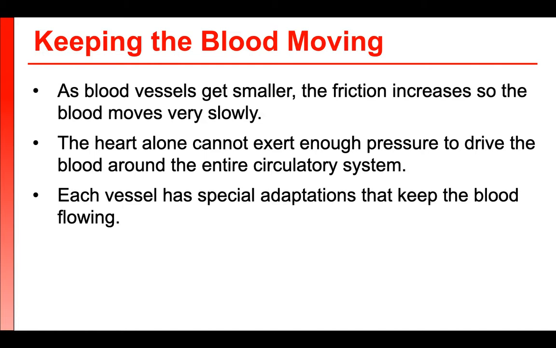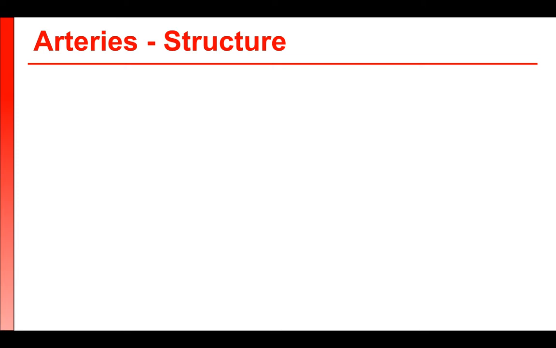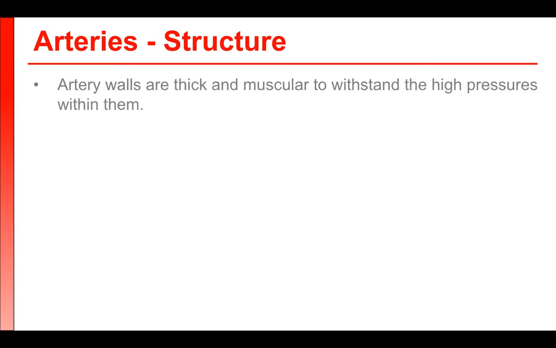So each type of vessel has special adaptations that help keep the blood flowing. First we'll talk about the arteries and how they're structured to help keep the blood flowing. Arterial walls are going to be thick and muscular because they're going to have high pressure. Remember that arteries are taking blood out of the heart, right? As the heart contracts and pumps the blood out, there's a really high pressure. So the arteries need to be really thick and muscular so that they don't burst under that high pressure.